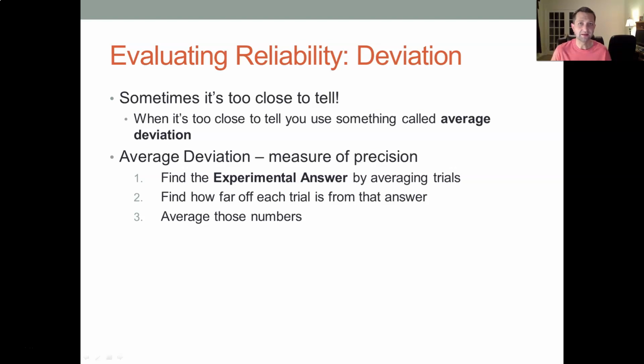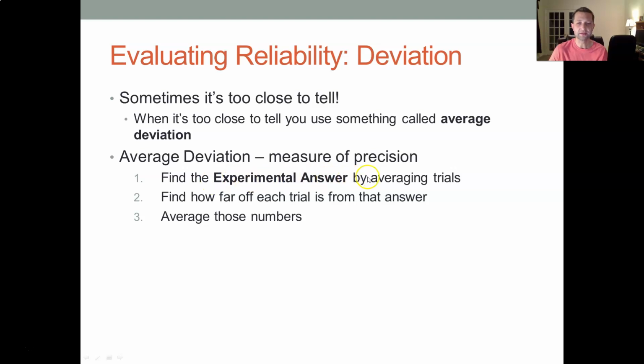Sometimes it's too close to tell, and you're looking at your data sets, you're like, oh, I can't really tell, all the numbers are relatively close together. If that happens, then you want to do something called average deviation. It's a calculation that you're going to perform. So average deviation is a measure of your precision. So we need to know that. Okay, so if I ask you what could you do to actually measure the precision of your data or measure your precision of an experiment, you would have to answer average deviation and know how to do that. So here are your steps. Okay, we'll go through them on the next slide for an example.